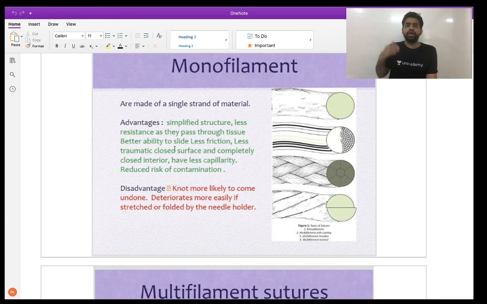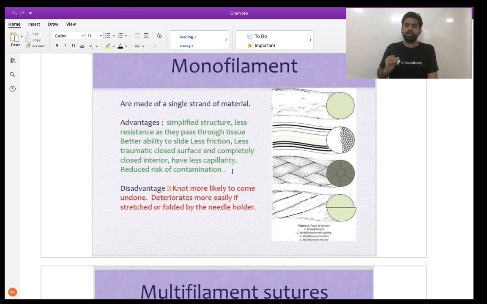It causes less trauma to the surrounding tissue, so the trauma caused by the passage of the suture is also less. Another very important thing is that it has very little capillary activity. Capillary activity is the ability to pull fluid along its course. Because of this, the chances of infection are very low with a monofilament suture. So it passes easily, causes less tissue injury, and the chances of infection are very low.